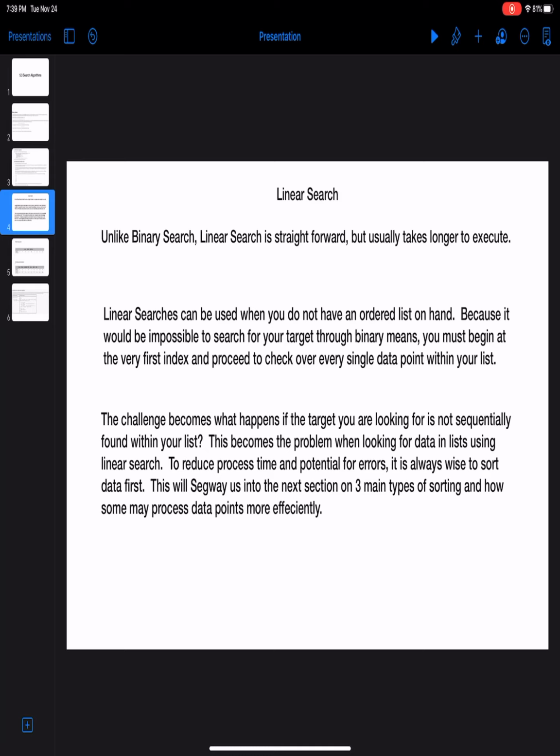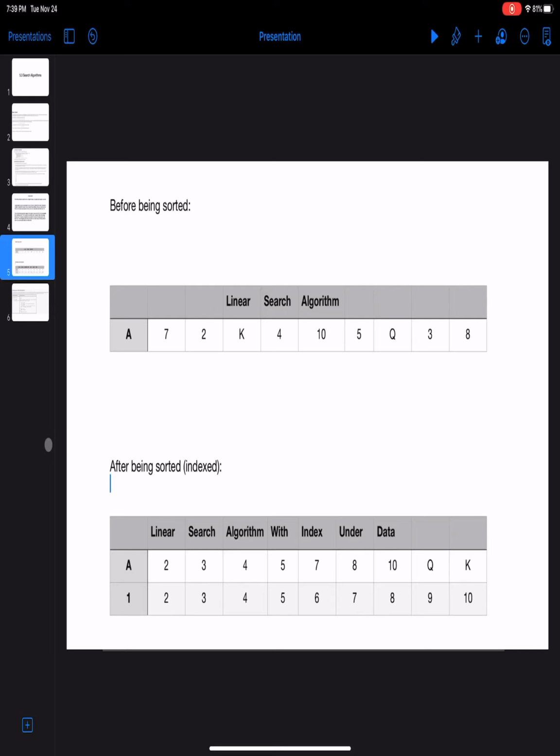But what happens if you want to increase the efficiency, and you have lots and lots of data to go through and search? Then the best choice would be to create an ordered set, or sort your data, and once your data is sorted, you can do a binary search and find it much quicker. This shows us linear search before our data is sorted: we have a deck of cards here, with random numbers randomly placed within each cell.